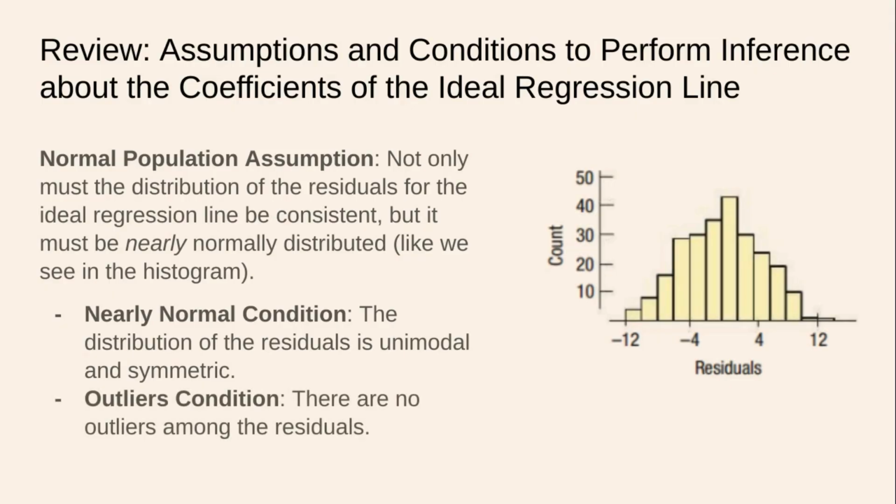And wait a second, there are actually two conditions. I forgot about this one. The outliers condition: there are no outliers among the residuals. That's a lot of conditions, but we need to check off all those boxes, or just about all of them, if we want to go on with the study and take our results with a grain of salt in order to do inference on beta 1.